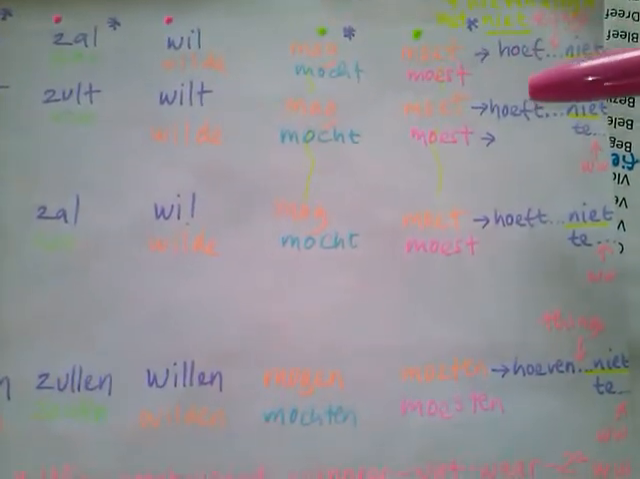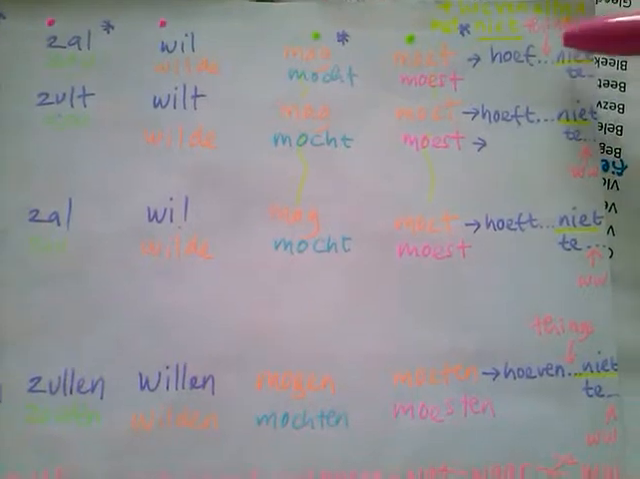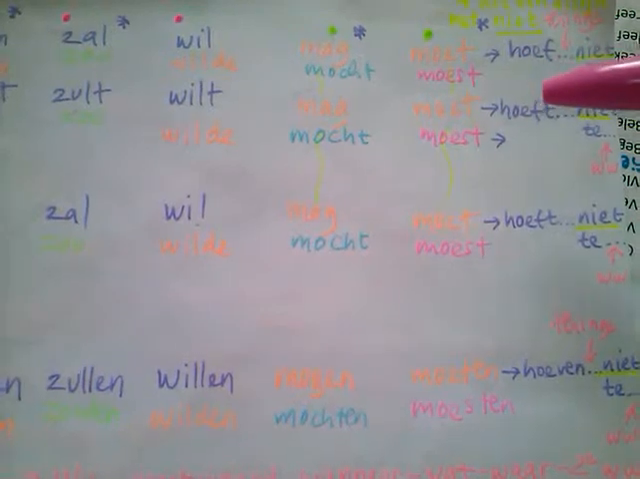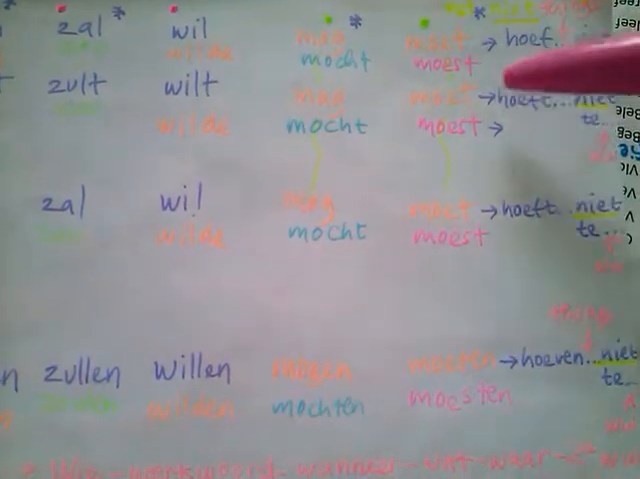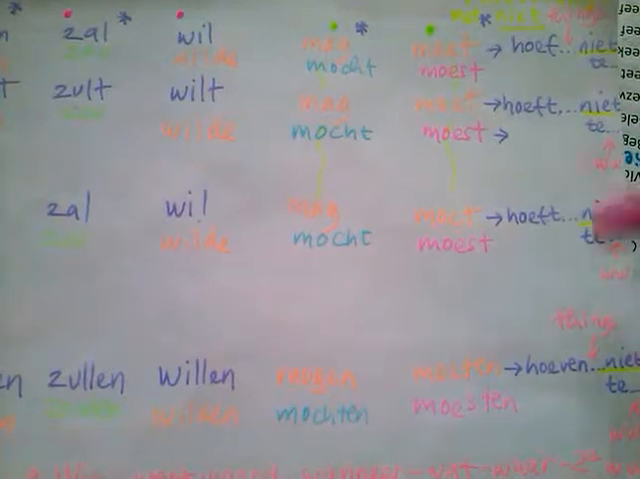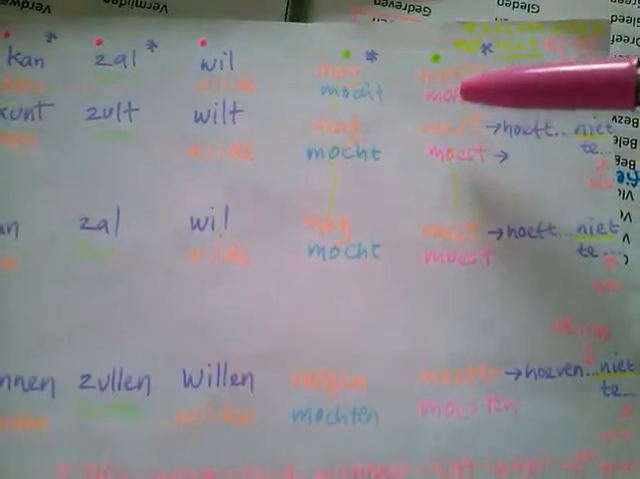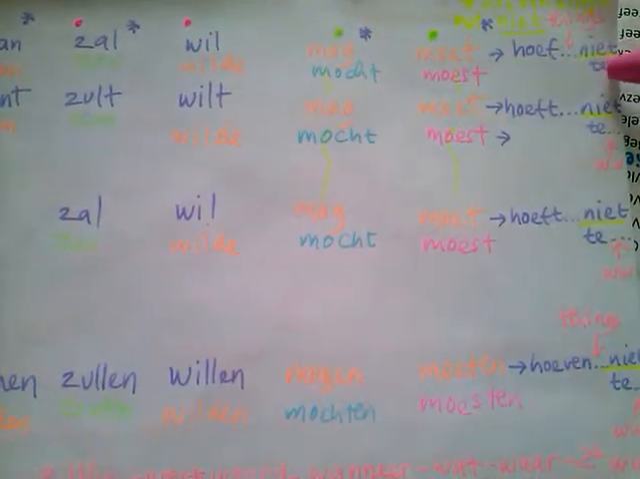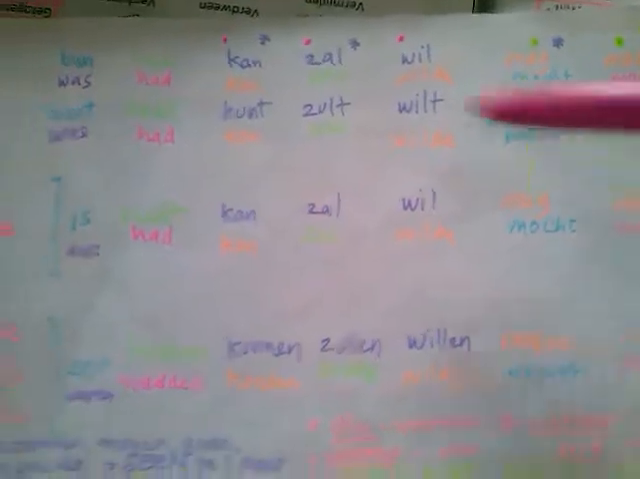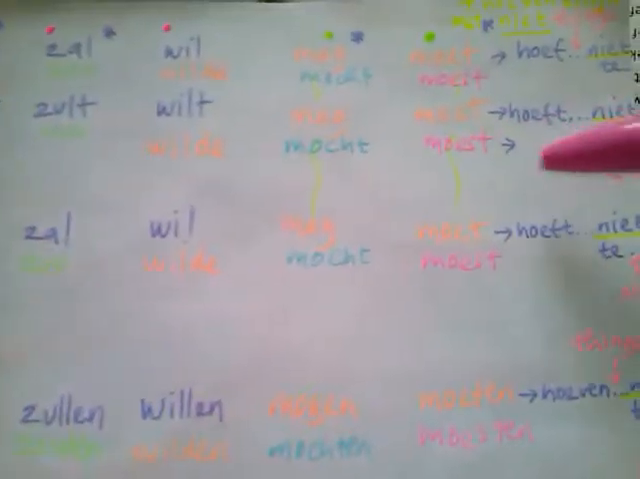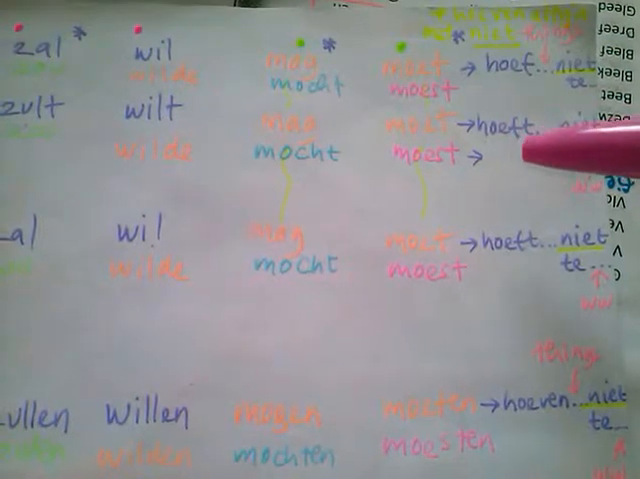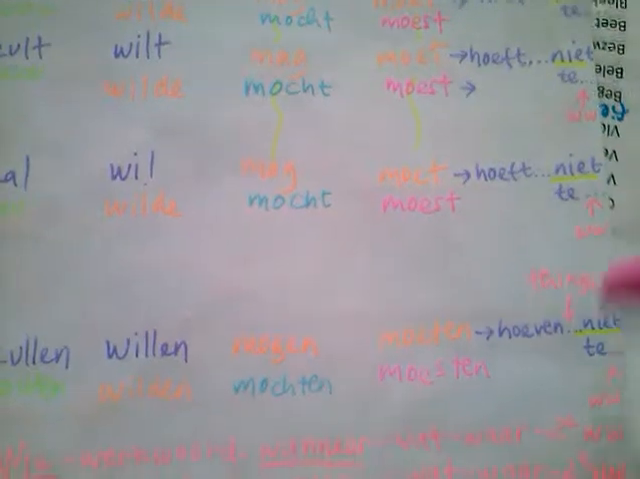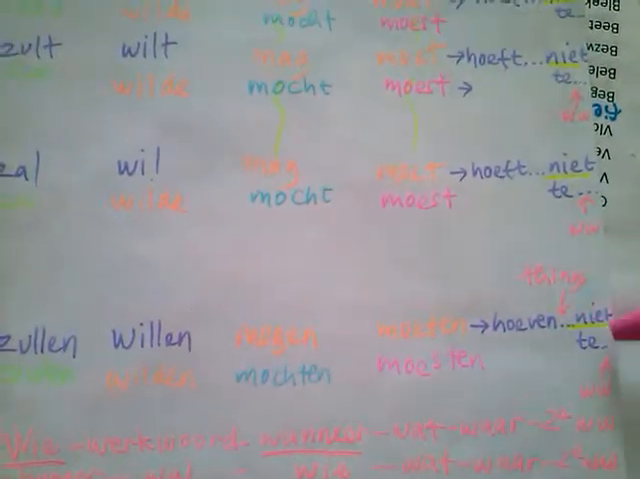And sometimes you put a thing like you moet, like je moet, but if you say you moet niet, you put hoef niet. And this is different. Like ik moet, if I don't have to, ik hoef niet. Je of jij, je moet, je hoeft niet. More than one person, hoeven niet.